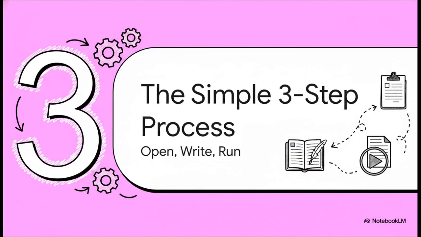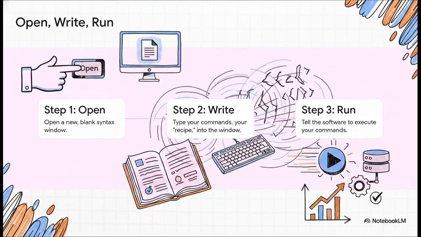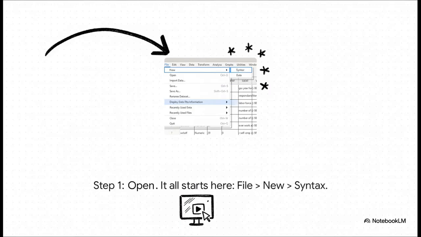So, how do we actually do this? How do we start baking this data cake? It's a simple 3-step process. You just have to remember: open, write, and run. That's the whole shebang. Let's break that down. So, step 1, you open a new syntax editor, which is really just a blank text file inside your software. Step 2, you write out your commands, your recipe. And step 3, you just click run and let the computer do all the heavy lifting for you. Open, write, run.